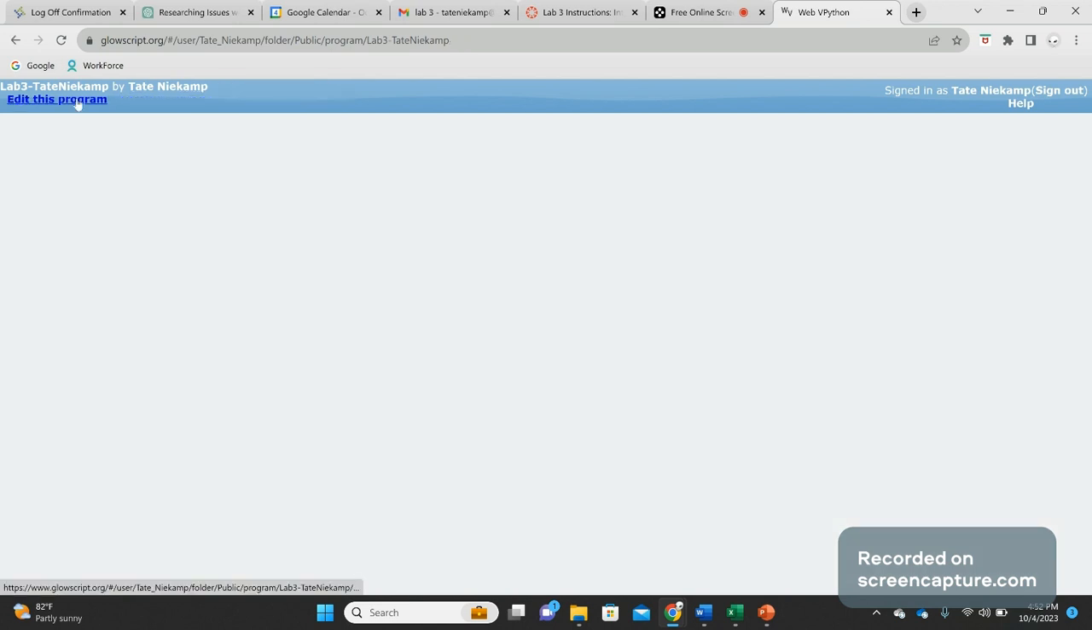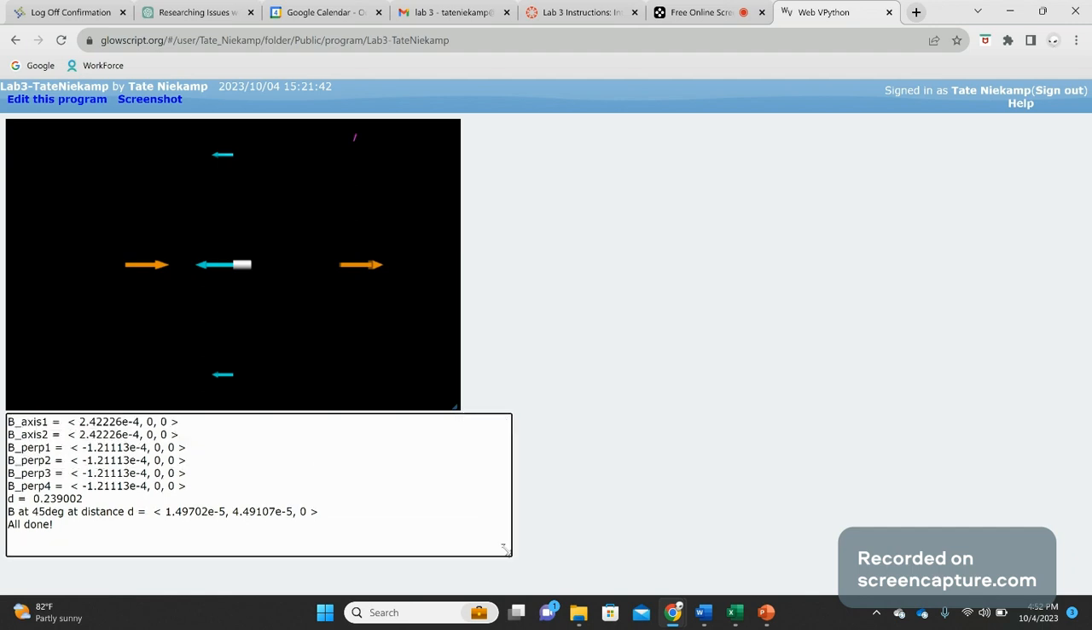So when we run this program, this is what it looks like. You can see the arrows pointing in their respective directions, as well as the B at a 45 degree distance D up here. And that's what that comes out to be. Found the D is 0.239. And so now we were able to compare these. So let's go back to the presentation.